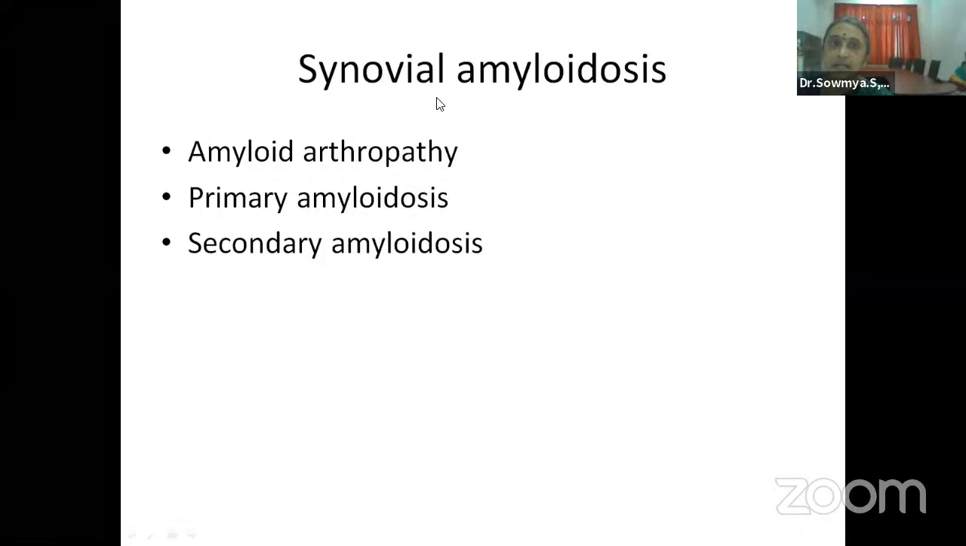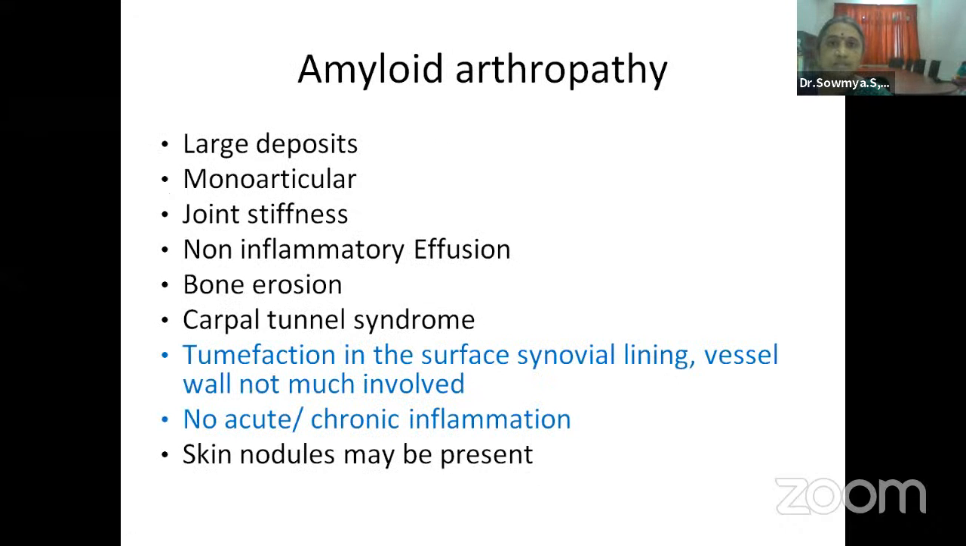Then next, coming to the entity of synovial amyloidosis, you can see different patterns of synovial amyloidosis. One is amyloid arthropathy, or it can be a component of primary amyloidosis, or it can be a secondary amyloidosis following an inflammatory or immune mediated process. So this amyloid arthropathy is one of the presentations where you can see large deposits of amyloid material. Many times it will be monoarticular and presents with joint stiffness, and it results in a non-inflammatory effusion.